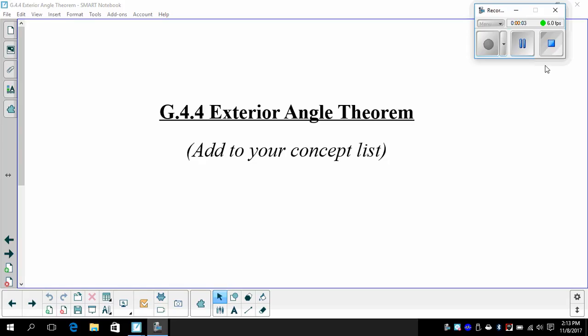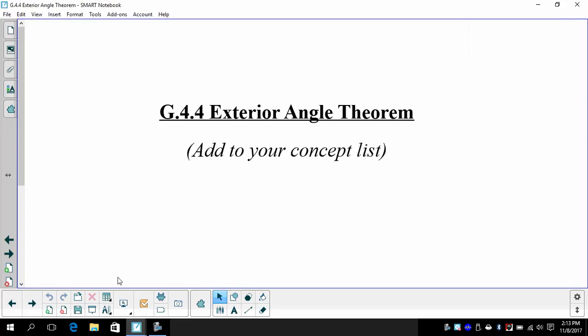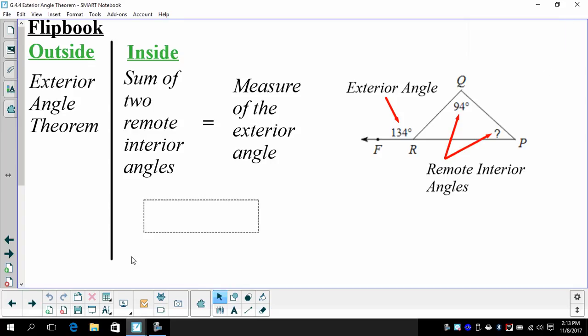Hey y'all, today we're going to talk about special angles in triangles, and they are called exterior angles. So we have this theorem about exterior angles. And first I'll point out what it is to be an exterior angle. Over here I have a triangle drawn, triangle RQP, and I've extended this side RP of the triangle so that it comes out of the triangle.